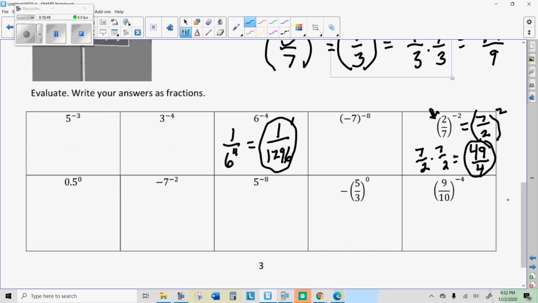Go ahead and try the rest of them. Some of them you will be able to do on your calculator, but some you won't. You can try that and just see what happens. All right. And then you can check back and see which ones you got right.